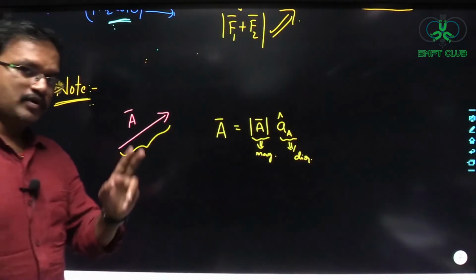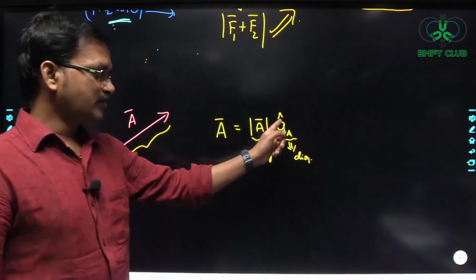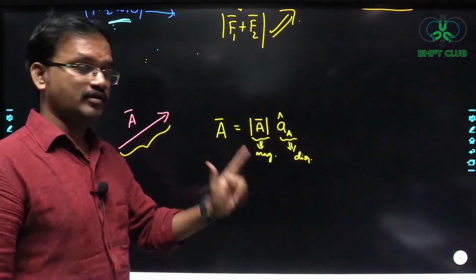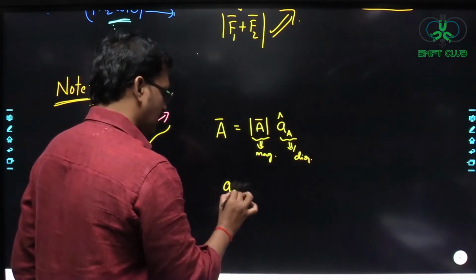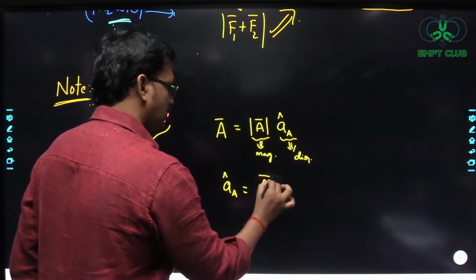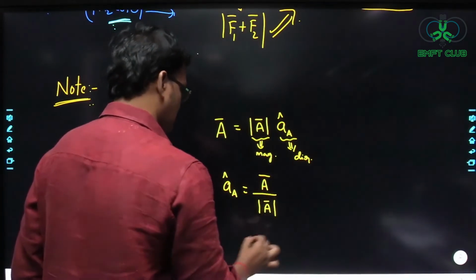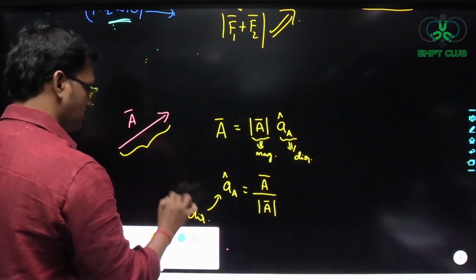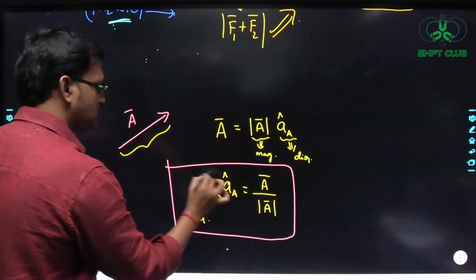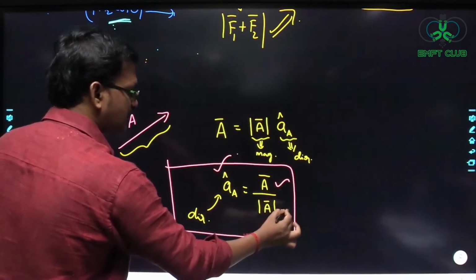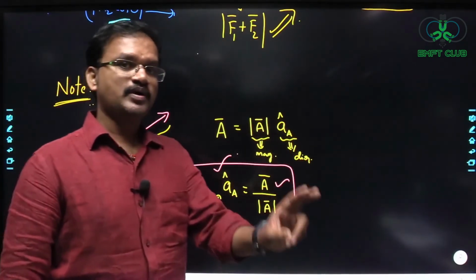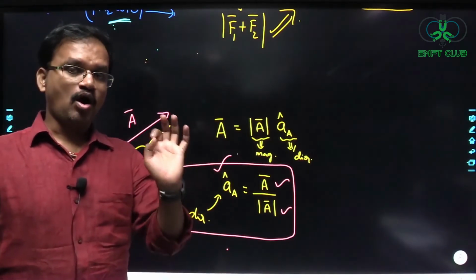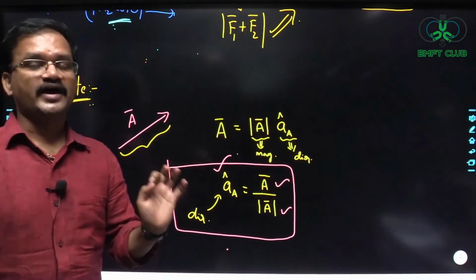So keep one point in mind, that the unit vector will always give you the direction of the vector. Here, A cap is equivalent to A bar divided by the magnitude of A bar. So this A cap is going to give you the direction of the vector. So how to determine the direction of any vector? Take the vector divided by its magnitude, then that is going to give you the direction of the vector. So always the unit vector will give you the direction of the vector.